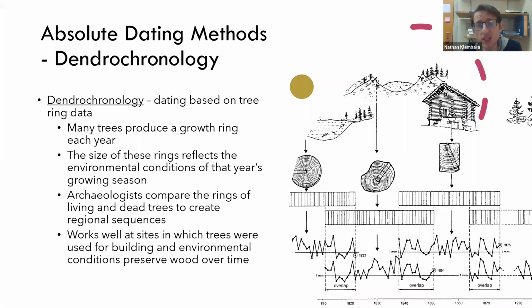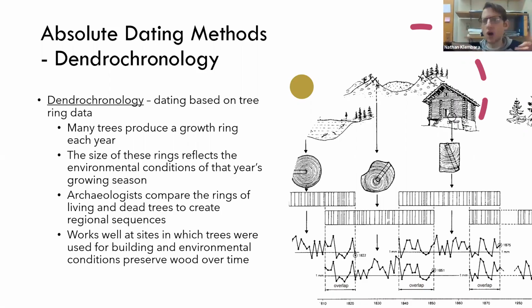And some years you're gonna have a really bad year, it's really dry, there's not a lot of water. And so you're gonna get a really small ring. And then what we can do is line up the rings of these trees in order to create regional sequences. So for example, if a prehistoric person built their house out of tree trunks, you can take those tree trunks and lay them across and say, okay, let's count the tree rings back in order to get some dates, right?